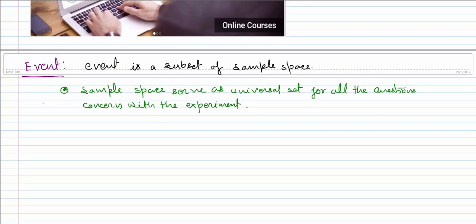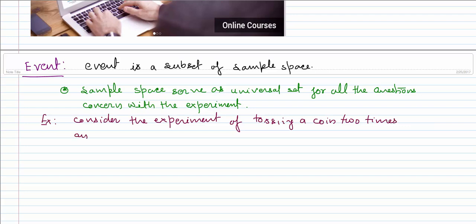To understand this, we have an example. Consider the experiment of tossing a coin 2 times, and the associated sample space. What should be the sample space? S is equal to, if we toss 2 coins, then we have sample space HH, HT, TH, and TT. So this is the sample space. Here we are tossing a coin 2 times, one after the other. Even this would be the same sample space if we toss 2 coins simultaneously.